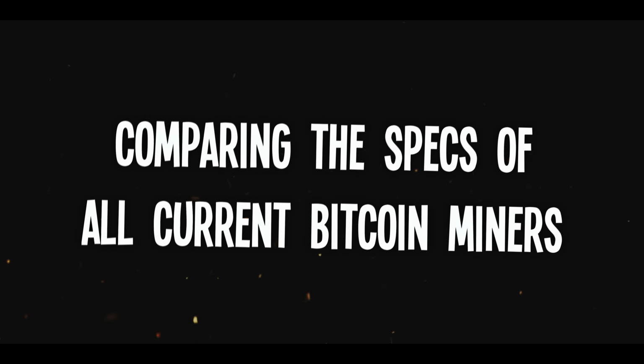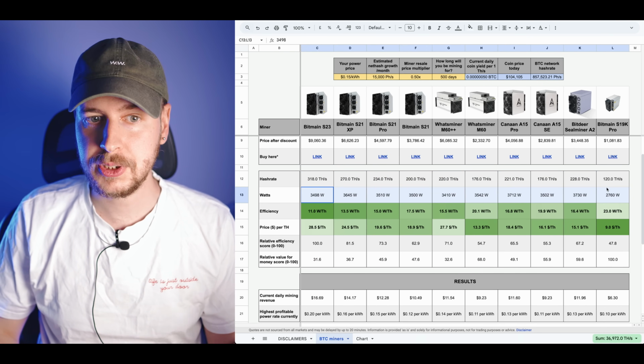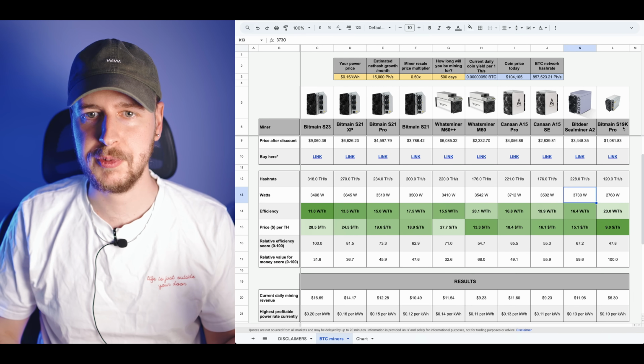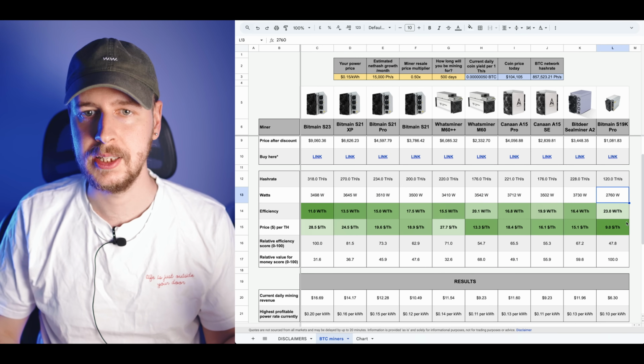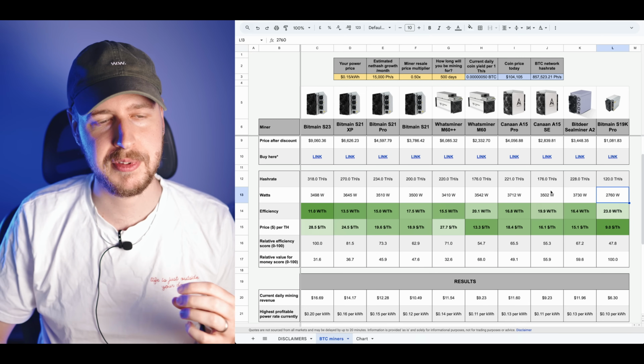So with that out of the way, let's just look at the actual statistics for these miners. We can see here the hash rate for these different units, the power consumption, they're all around that 3,500 watts mark, except for the S19K, the little budget miner that I put in here to contrast some of the other ones.